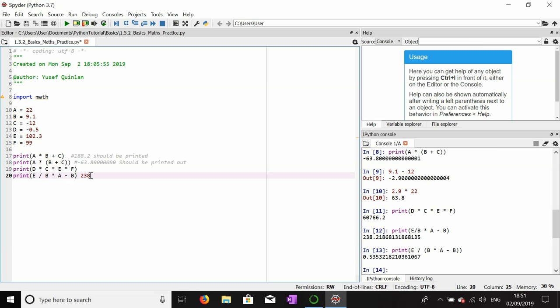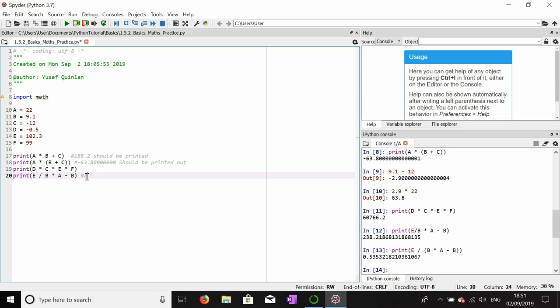That's because of where the parentheses are. That's because it's printing out a different calculation. Instead of printing out E divided by B, then that number times A, then minus B, it would now print out E divided by B times A minus B, if you see what I'm saying.